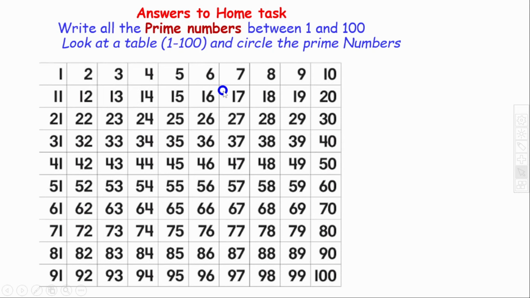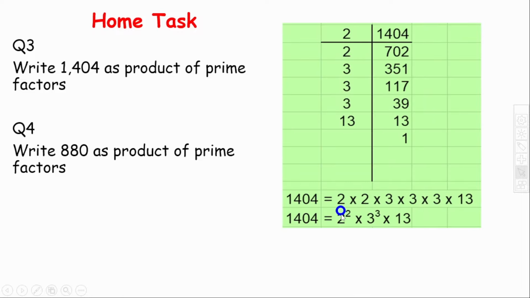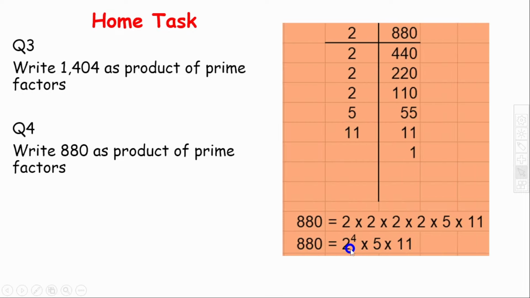Remember in the last class, I gave you some home tasks on writing prime numbers between 50 and 100. These are the answers to those home tasks. And these are the other answers. The final answer is 2 raised to power 2 times 3 raised to power 3 times 13. And the final answer here is 2 raised to power 4 times 5 times 11. Or you can decide to write in this form.